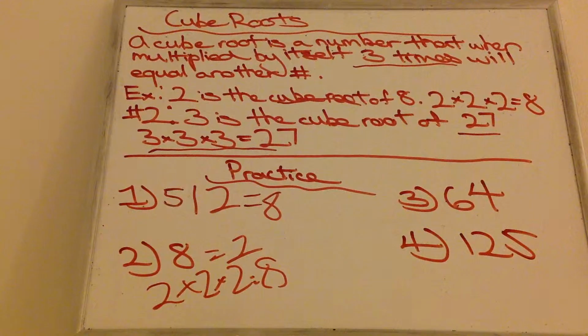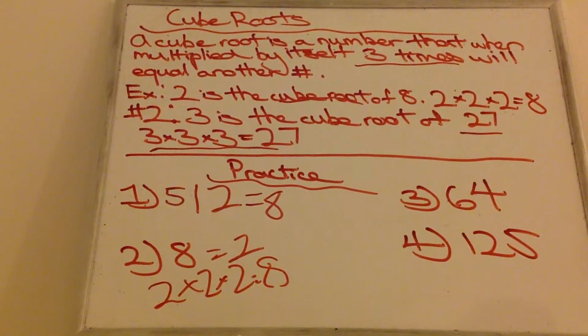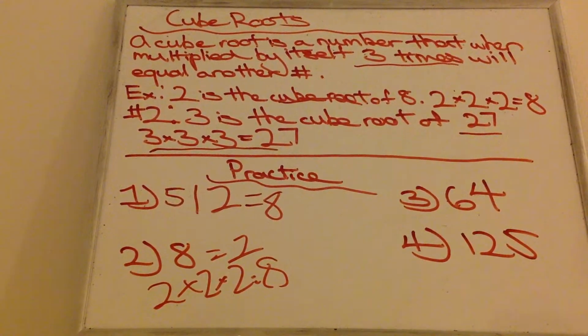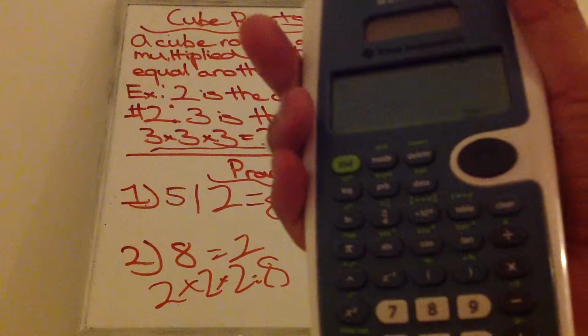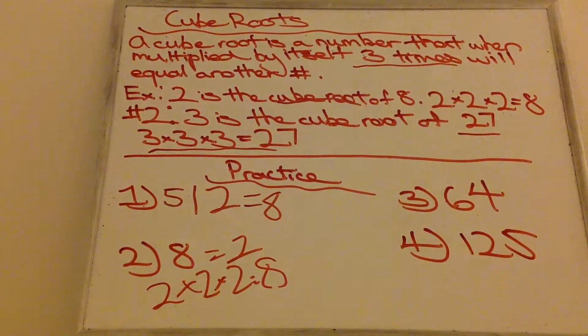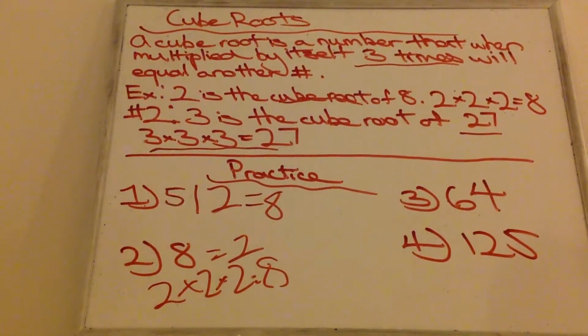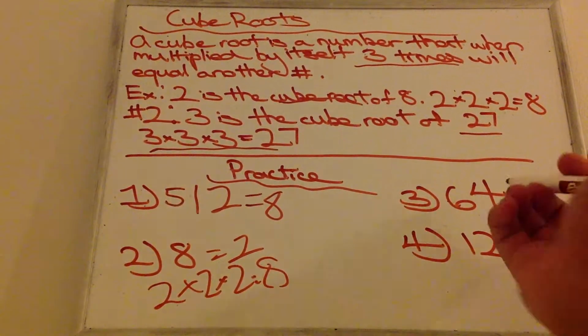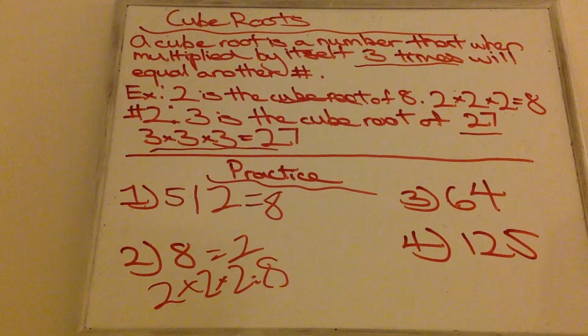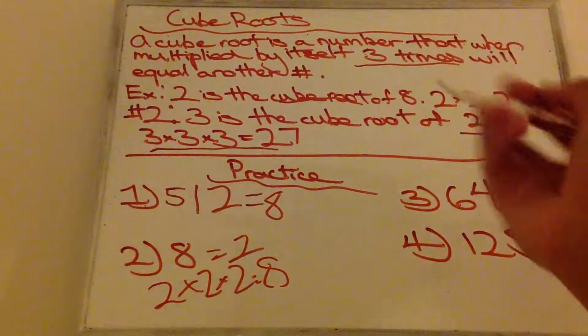Now let's look at 64. Now 64 is, if you have advanced math, you should probably try to solve this mentally. But if not, you're going to want to use your calculator. Now, for the sake of those more advanced mathematicians, I'll use the mental method. So, what goes into 64, or what times itself 3 times can go into 64?